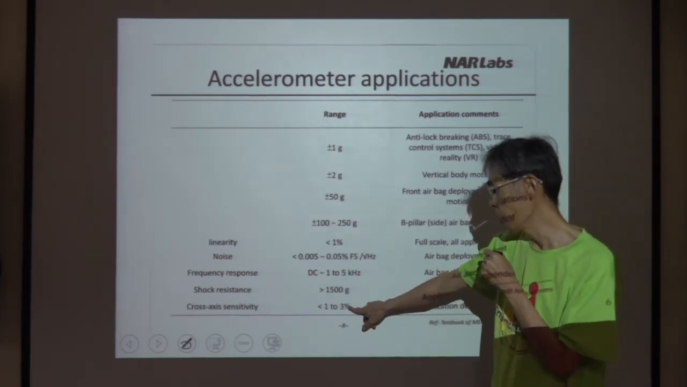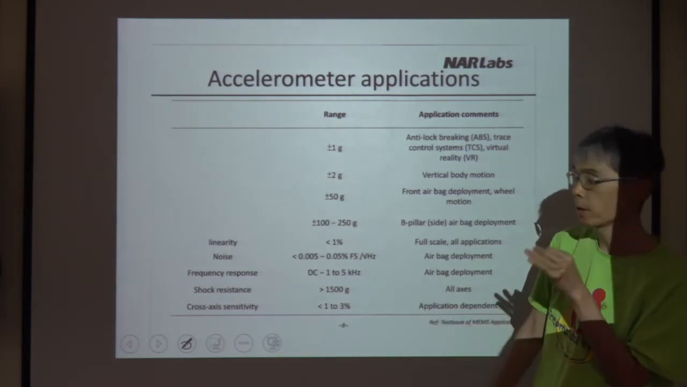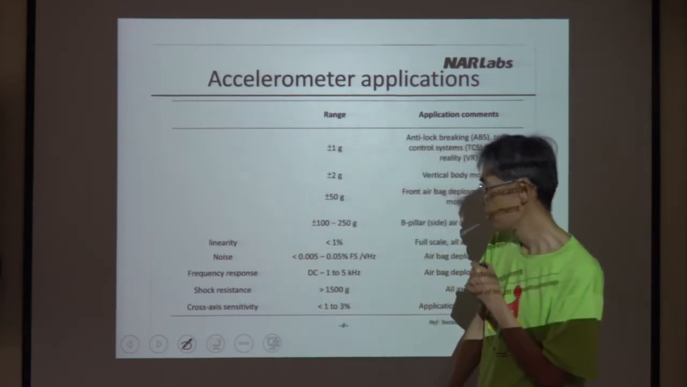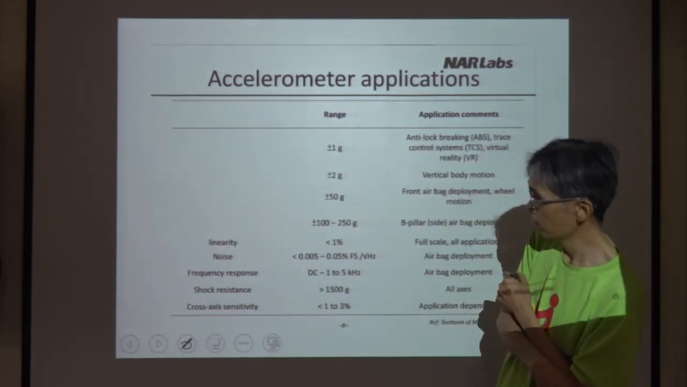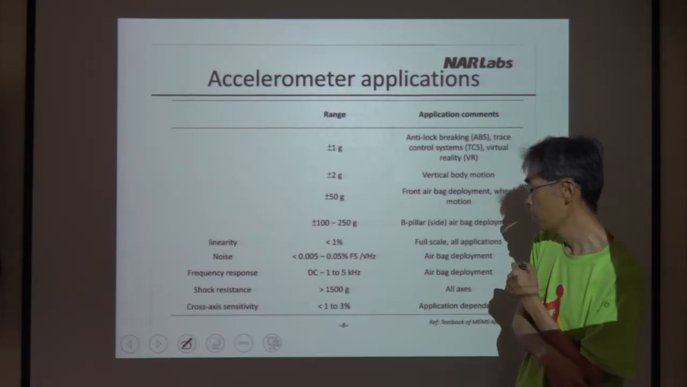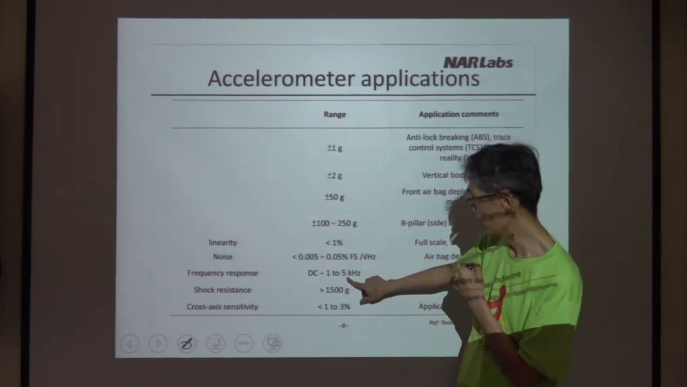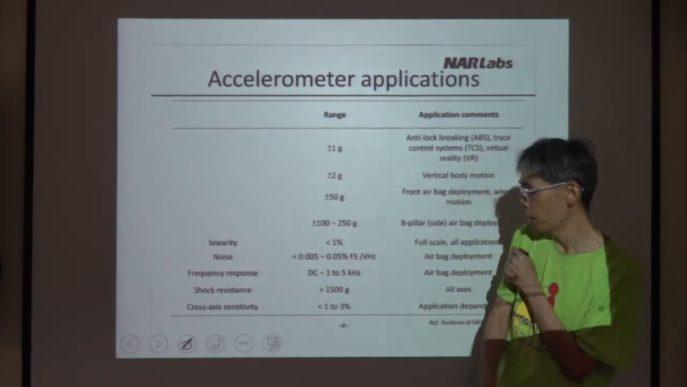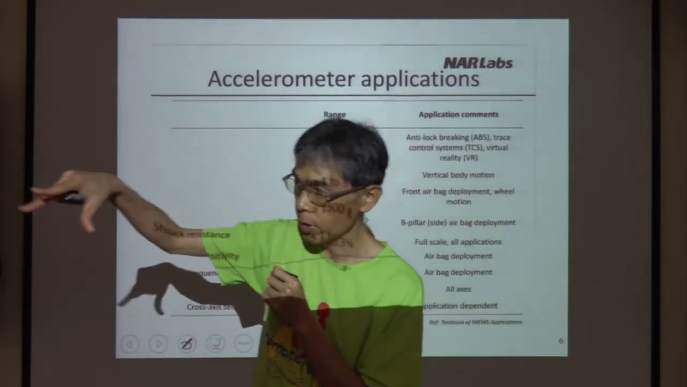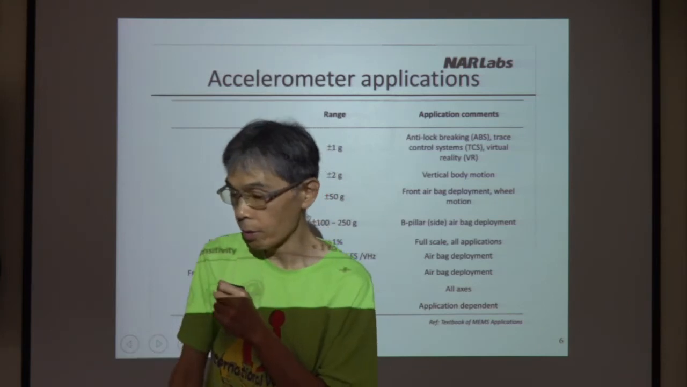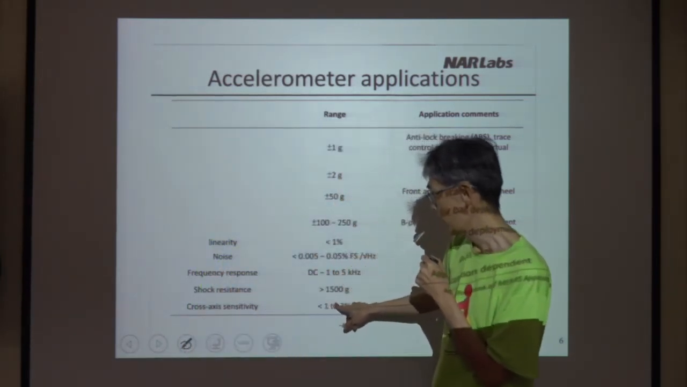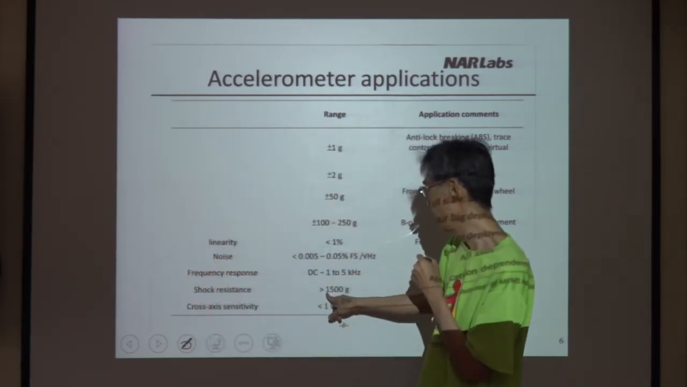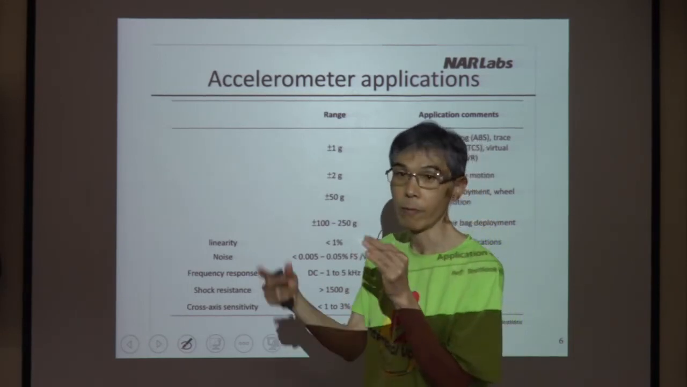The cross-axis sensitivity is less than 1 to 3% in your spec. Nonlinearity, this one, is less than 1%. And frequency response, 1 to 5 kHz, is the bandwidth of your device. And shock resistance, if you drop your sensor to the ground: if the impact acceleration is lower than 1,500 G, your device will be fine.